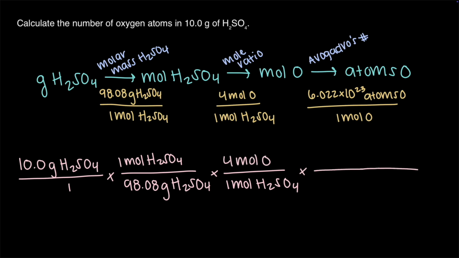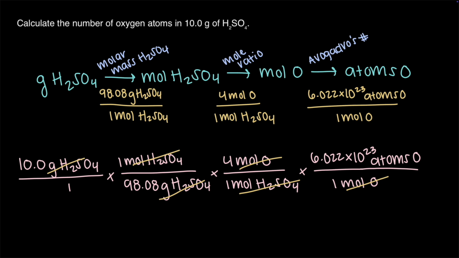In the next fraction, 1 mole of oxygen goes on the bottom, and 6.022 times 10 to the 23rd atoms of oxygen on the top. All units cancel, and we are left with atoms of oxygen. Multiplying and dividing all values, we get 2.46 times 10 to the 23rd atoms of oxygen.